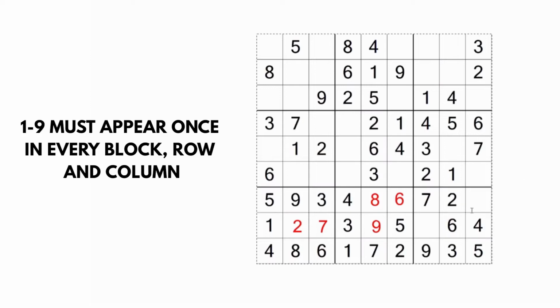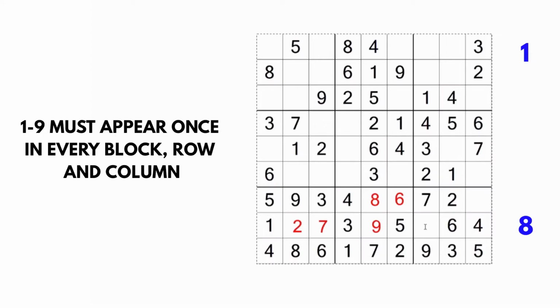Okay, let's move on to the next block. Let's count which numbers we can see from 1 to 9. We're missing a 1. We can see 2, 3, 4, 5, 6, 7, and we're missing an 8. So the number in this cell would have to be a 1 or an 8, and the number in this cell would need to be a 1 or an 8.